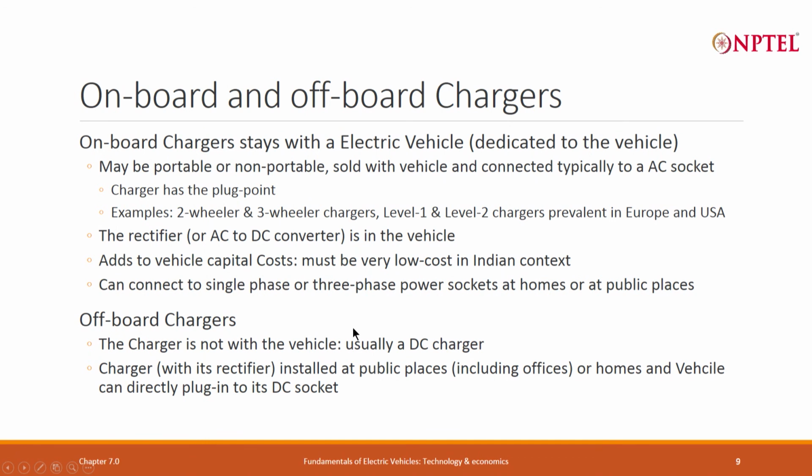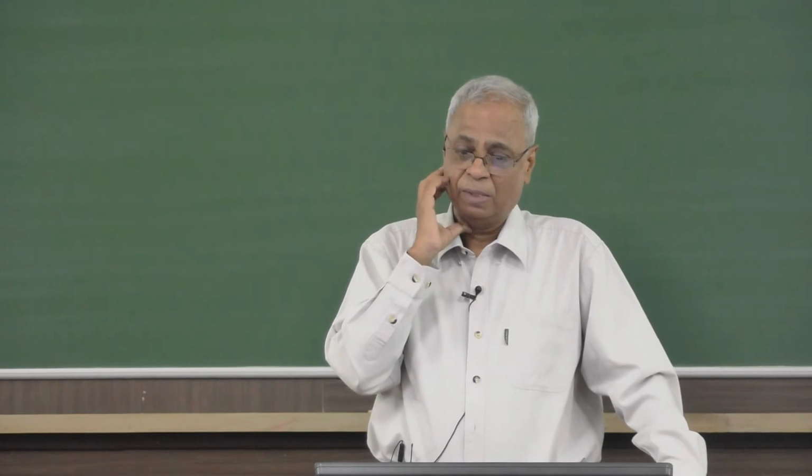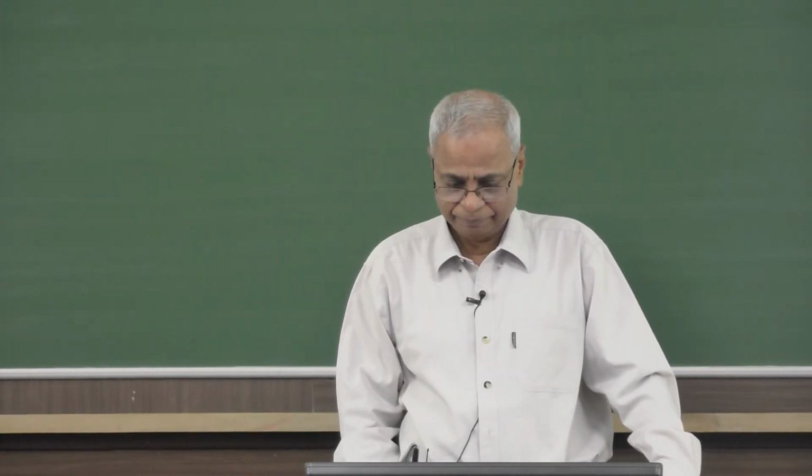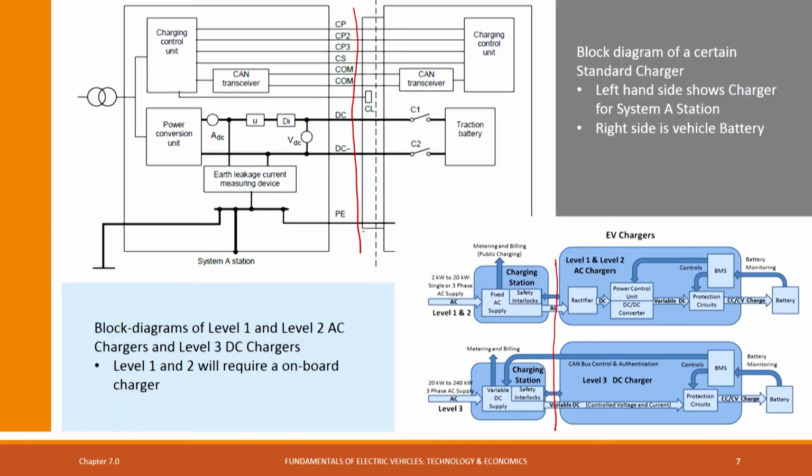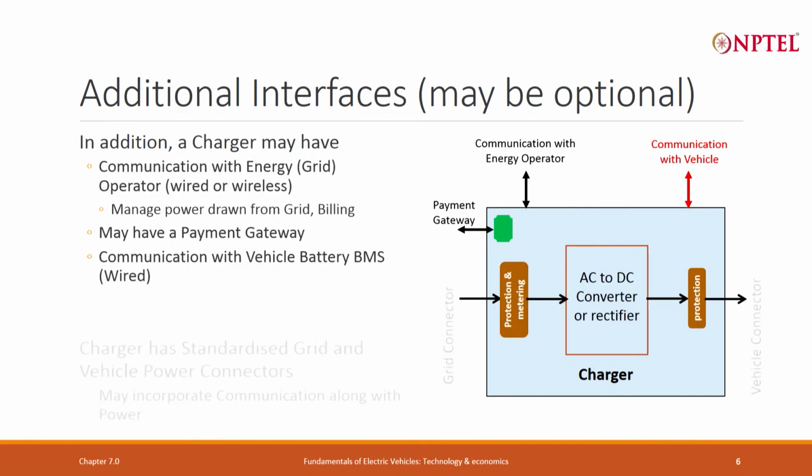An off-board charger is a charger which is not with the vehicle, usually a DC charger. The charger can be installed in public places, sometimes even bigger DC chargers can be installed at your home, but there is an extra cost you have to pay, since it is a big charger cost, and the vehicle can plug directly into the DC socket. So, off-board chargers are typically DC. So, this is all that I want to do as a very quick introduction.